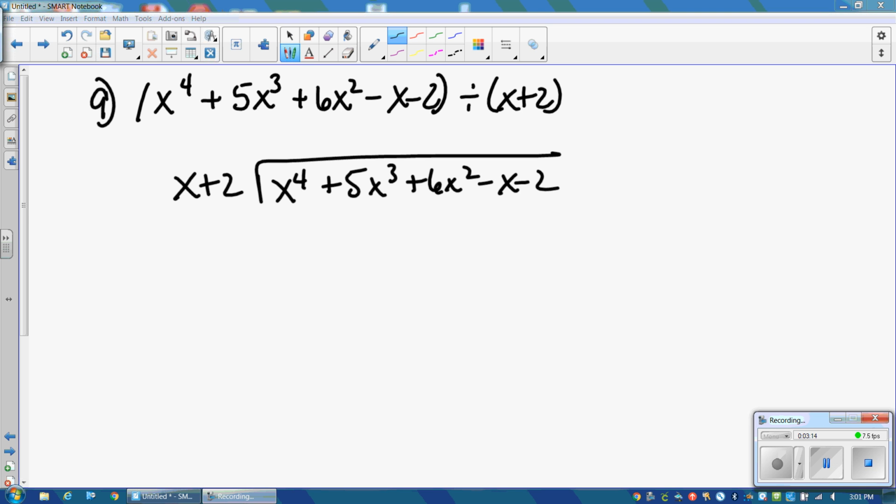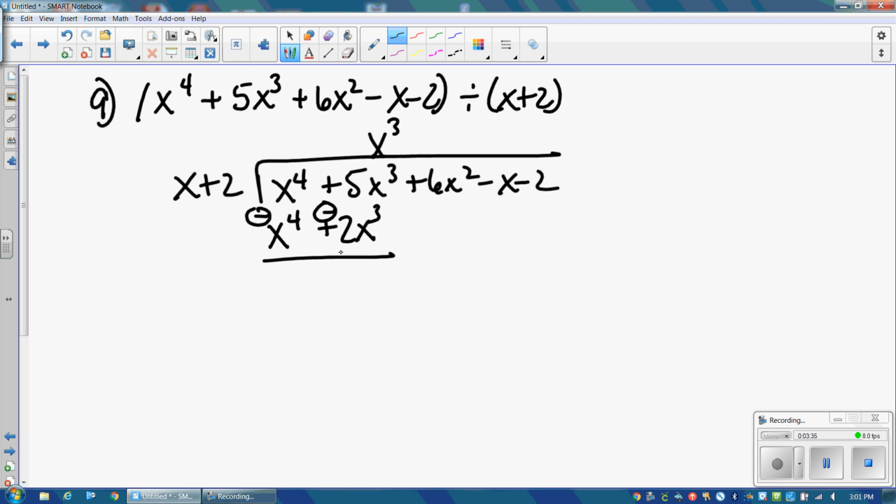All right, so underneath we have x to the 4th plus 5x cubed plus 6x squared minus x minus 2 divided by x plus 2. So what do I multiply to get x to the 4th? It's x to the 3rd. X to the 3rd times x is x to the 4th. X to the 3rd times 2 is 2x to the 3rd. And then I subtract, which cancels there. And now if I have 5x cubed and I'm subtracting 2x cubed, I get 3x cubed. And bring the rest down.